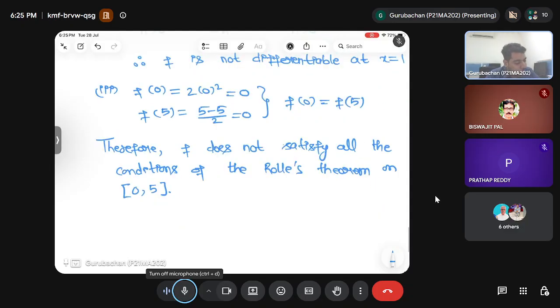Can you comment over the interval 0 to 1, or 1 to 5? First of all, can we talk about applying Rolle's theorem over these intervals?